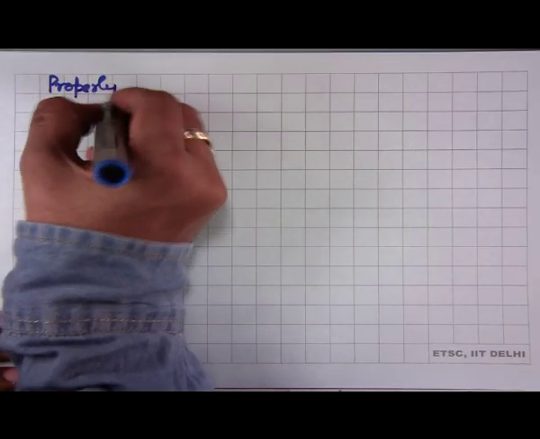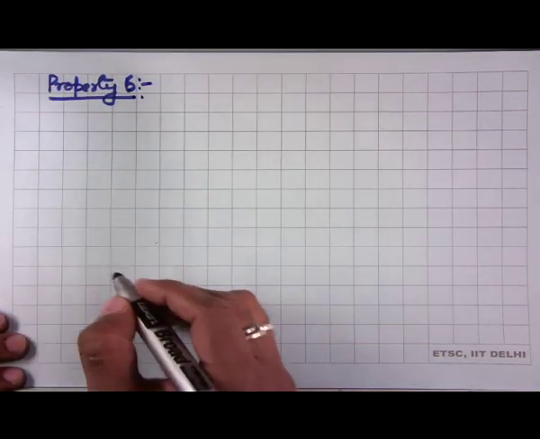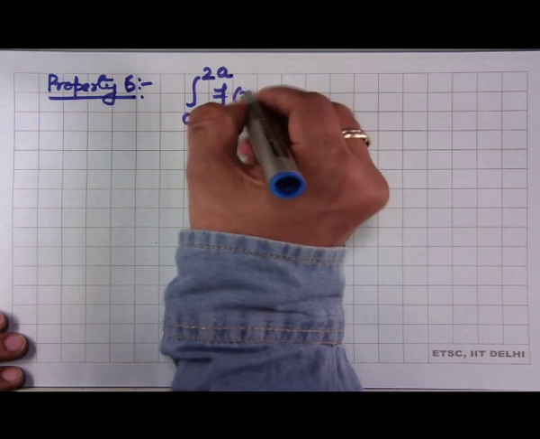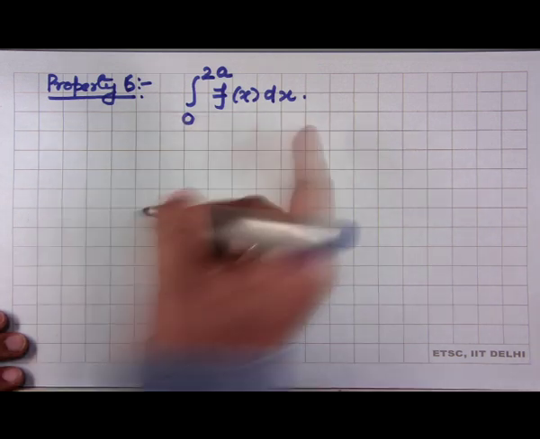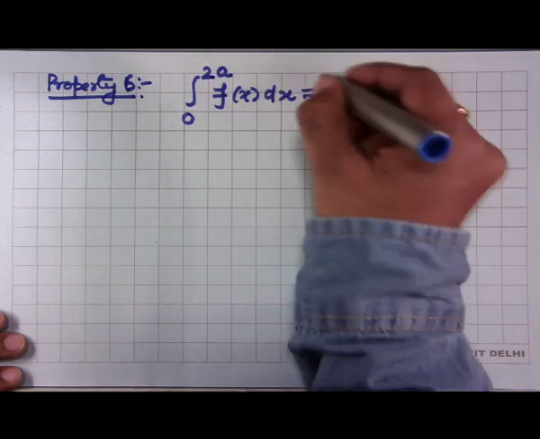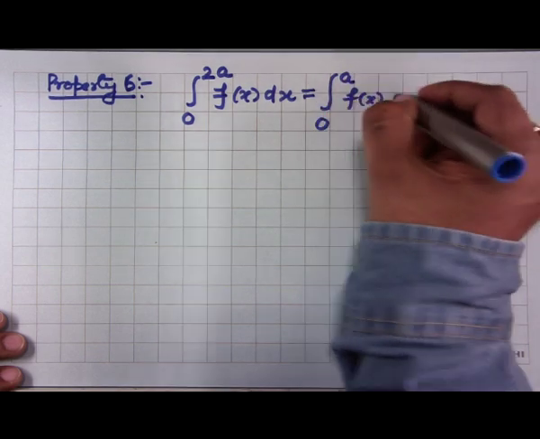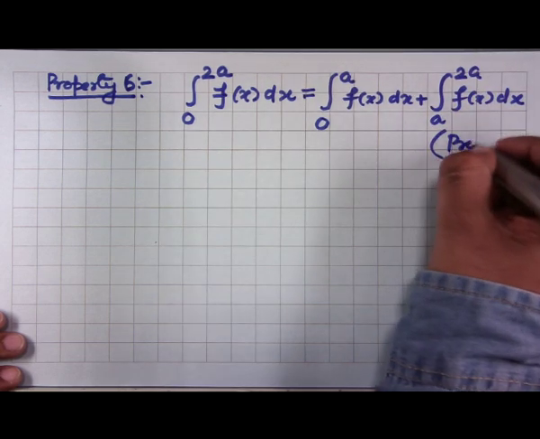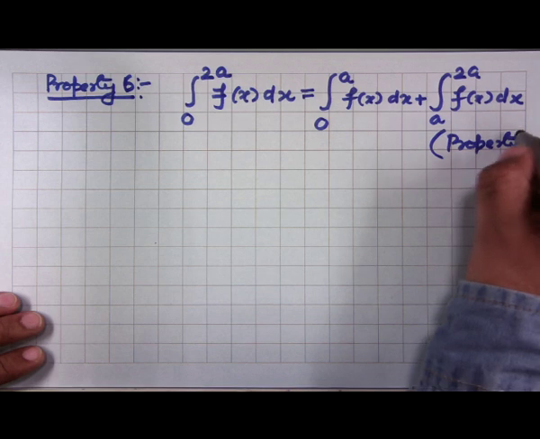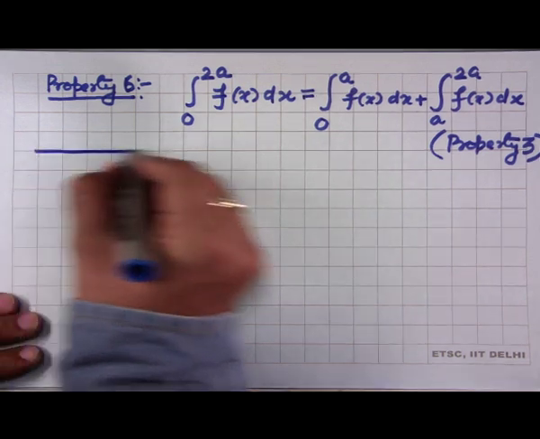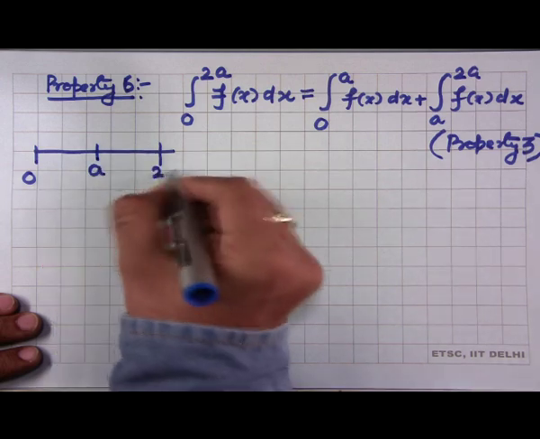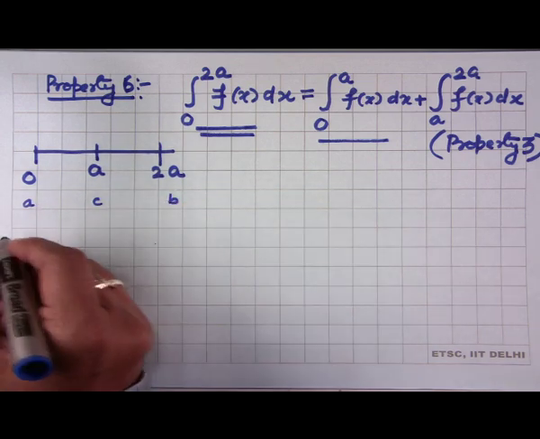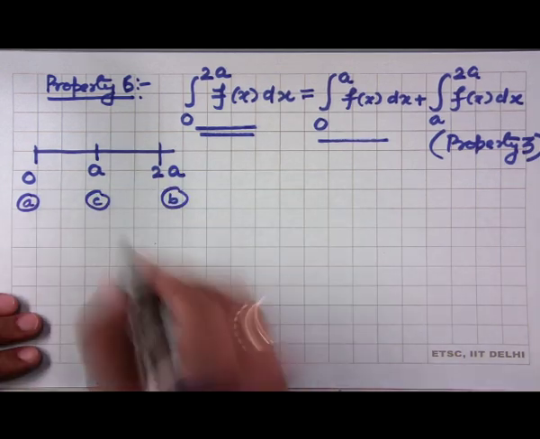Property 6 says something about this integral. We want to find out the value of this integral, and you can write it as the integral from 0 to a of f(x) dx plus the integral from a to 2a of f(x) dx by using property 3, because this is 0, this is a and this is 2a. So, you can break this integral into two integrals by using property 3, where this is a, this is c, this is b. By using property 3, you can write like this.